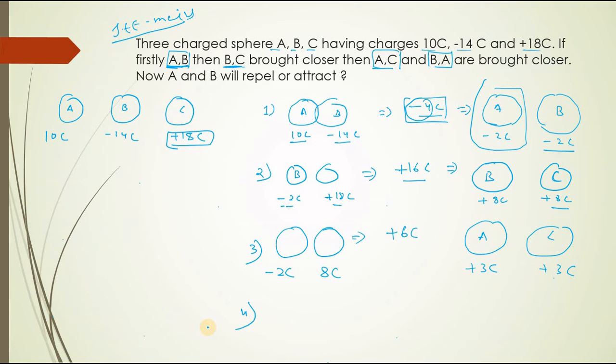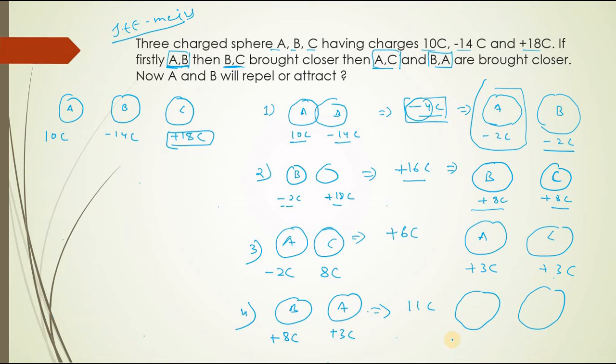Now the fourth step will be B and A. So basically A and C, then B and A. Now for B, the last process you did with B gave it 8 coulomb, so it is carrying 8 coulomb of the charge, and A is having plus 3 coulomb of the charge. So the total charge becomes 11 coulomb, which will further distribute equally, and they will give you 4.5 coulomb of the charge, 4.5 coulomb of the charge.